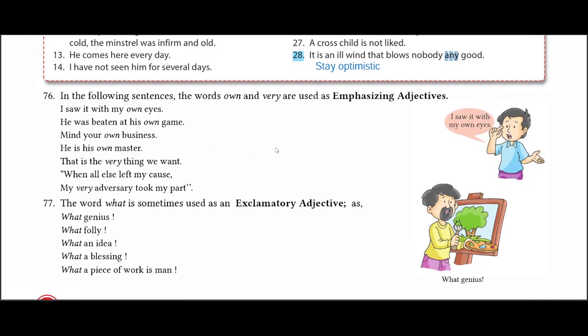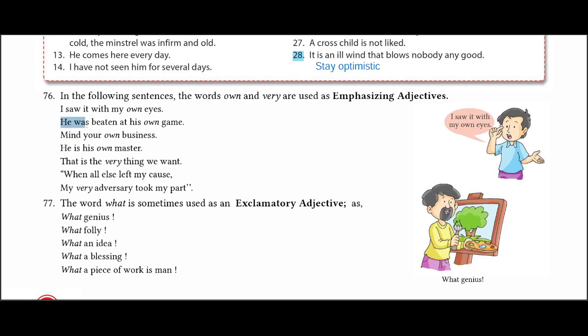Now, point number 76. I saw it with my own eyes. Eyes is a noun. And this word own is used alongside this noun. So it's the adjective. But what is its function? Does it describe eyes? No. Does it tell the number or the quality or the quantity of eyes? No. Not at all. So what's its function here? It simply emphasizes. It performs the function of emphasizing. In this statement, own is emphasizing eyes.